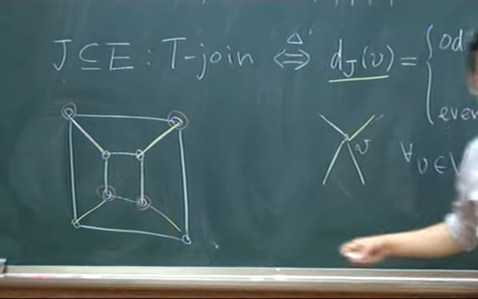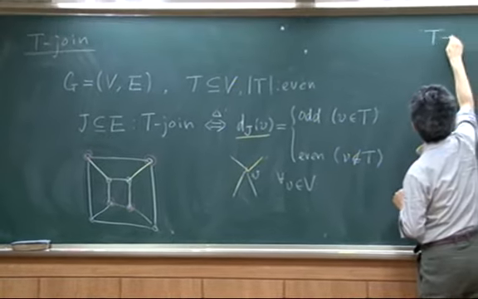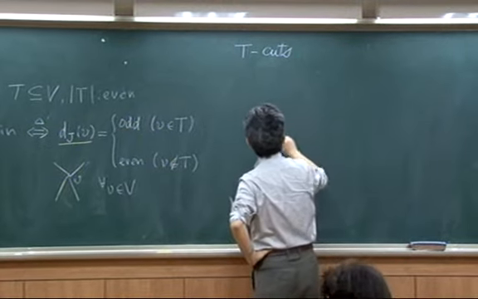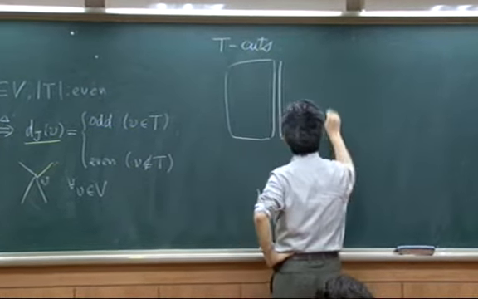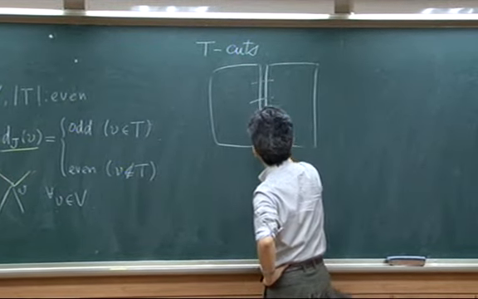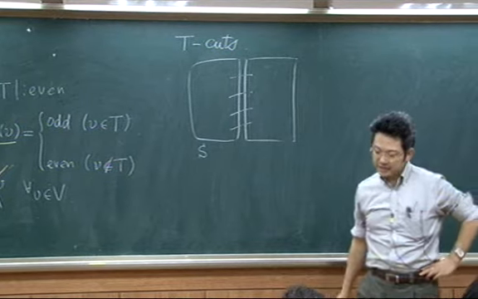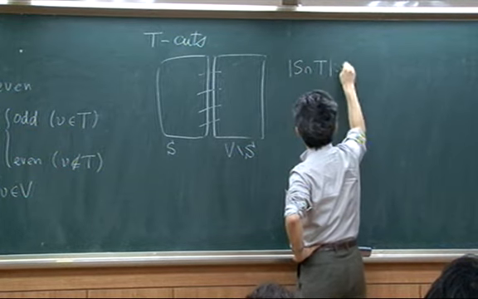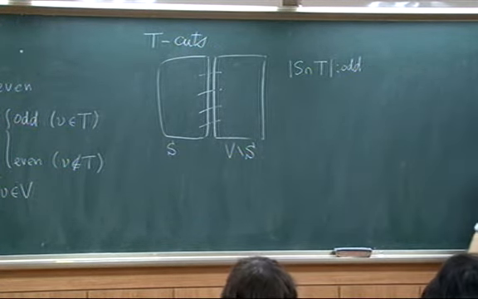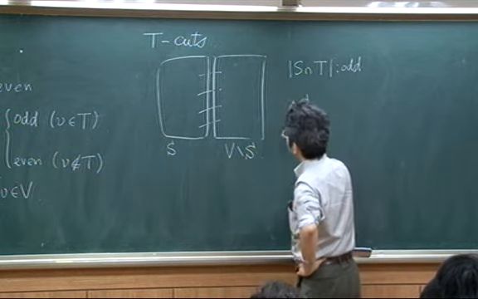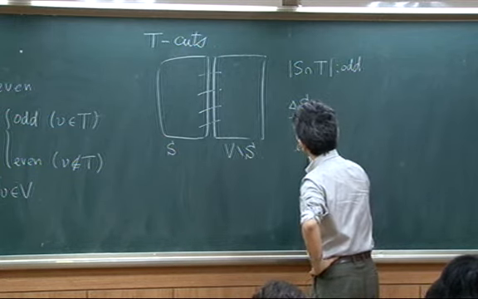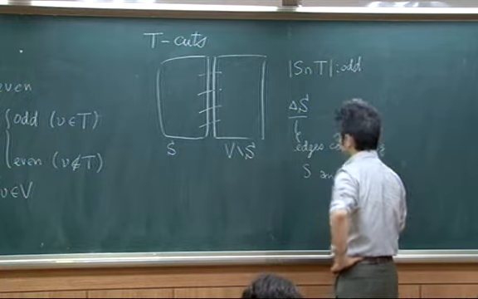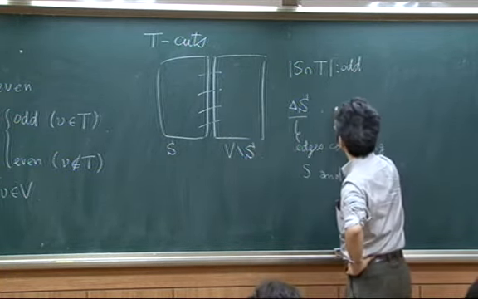Now, when I talk about T-joins, I should also mention T-cuts. So a T-cut is actually a set of edges that connects two parts. Assuming this is S, and this is V minus S, and assuming that the size of S intersection T is odd, then I say that delta(S), which is the edge set connecting S and V minus S, these edges are called a T-cut.